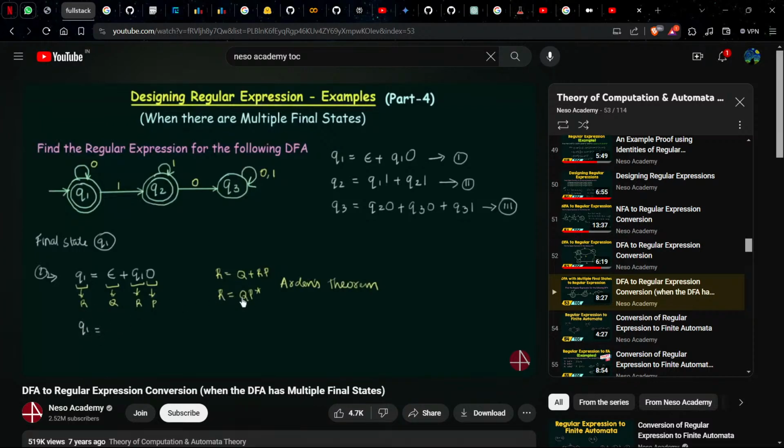So I write r, which is q1, equal to qp star. Q is epsilon, and p star, what is p? 0, so 0 star. Also we know from identities that epsilon into r is equal to r itself. So here we have epsilon into 0 star, where 0 star is the r, so epsilon into 0 star will be 0 star itself. So here I get the regular expression for my final state q1. Let me call this equation number 4.